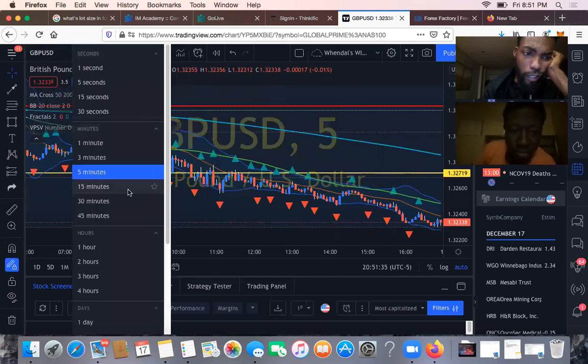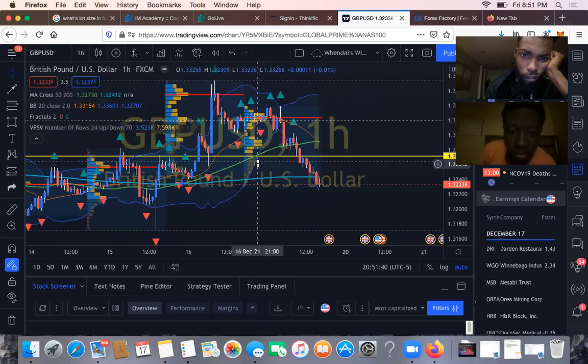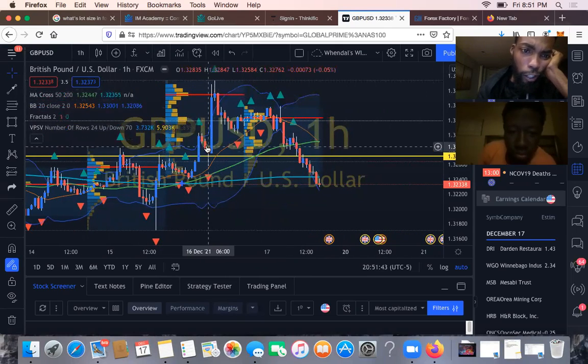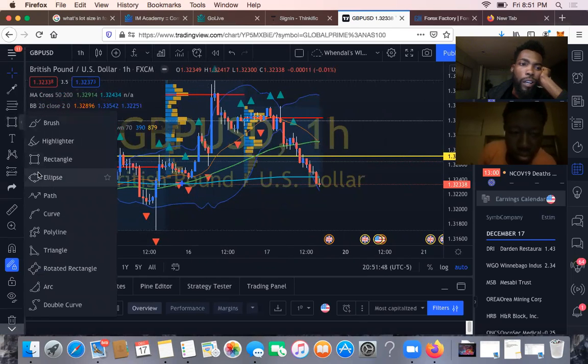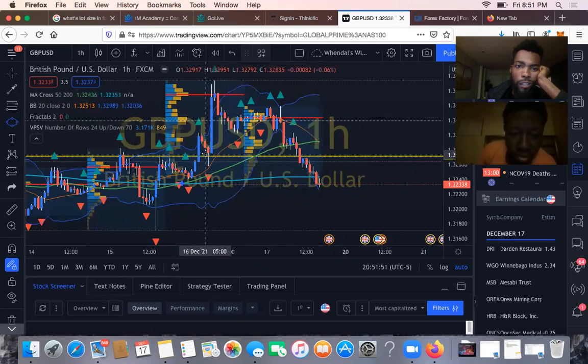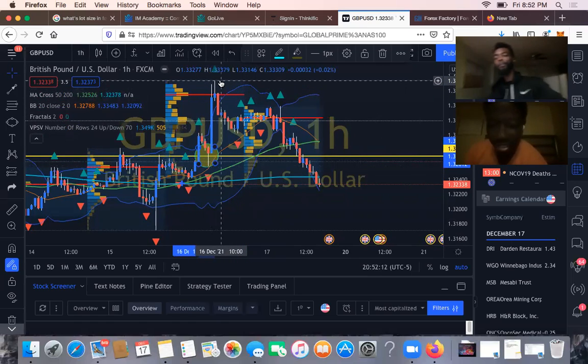But let's see. I was on the hour. Let's go on the hour. All right. So I saw this candle right here. Circle it. Oh, that big candle. Yeah, that's the news candle. But I saw this candle right here, and this was right before the news. So obviously this was a pullback to continue up, right? Right.